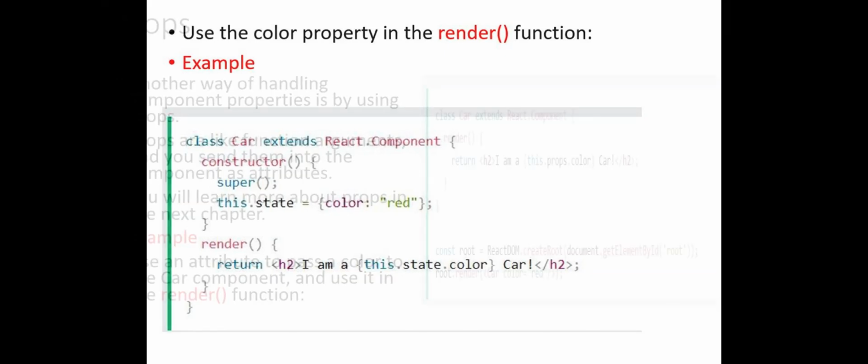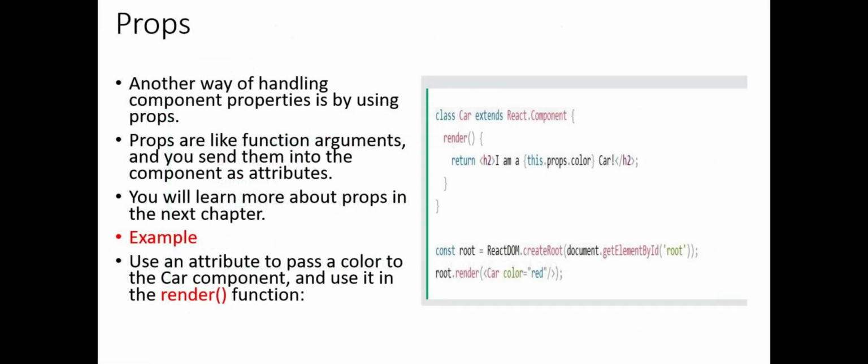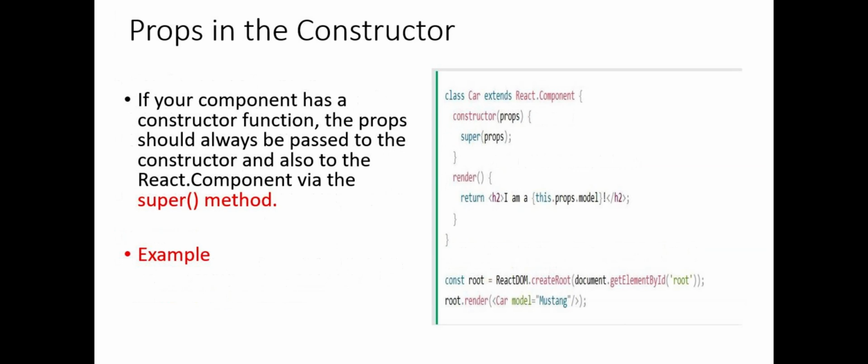Example. Code. Props. Another way of handling component properties is by using props. Props are like function arguments, and you send them into the component as attributes. You will learn more about props in the next chapter. Example. Use an attribute to pass a color to the Car component, and use it in the render function. Code.